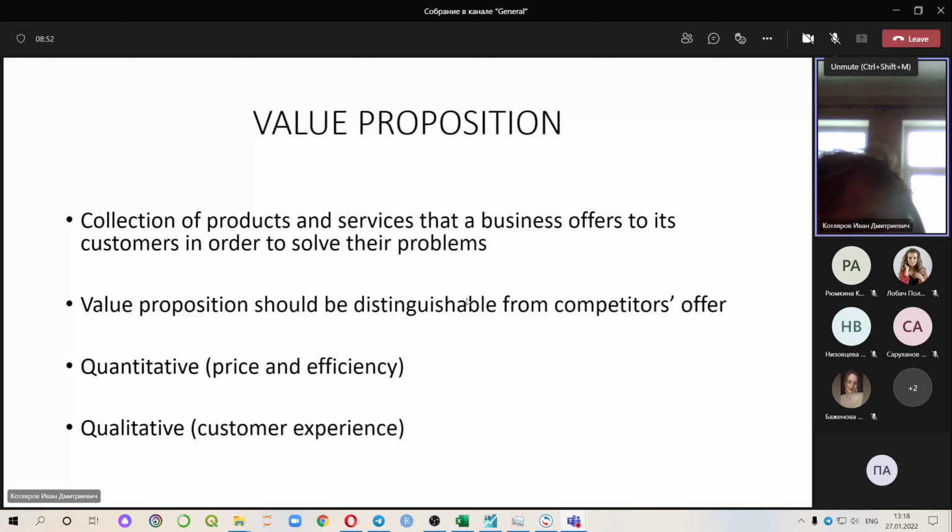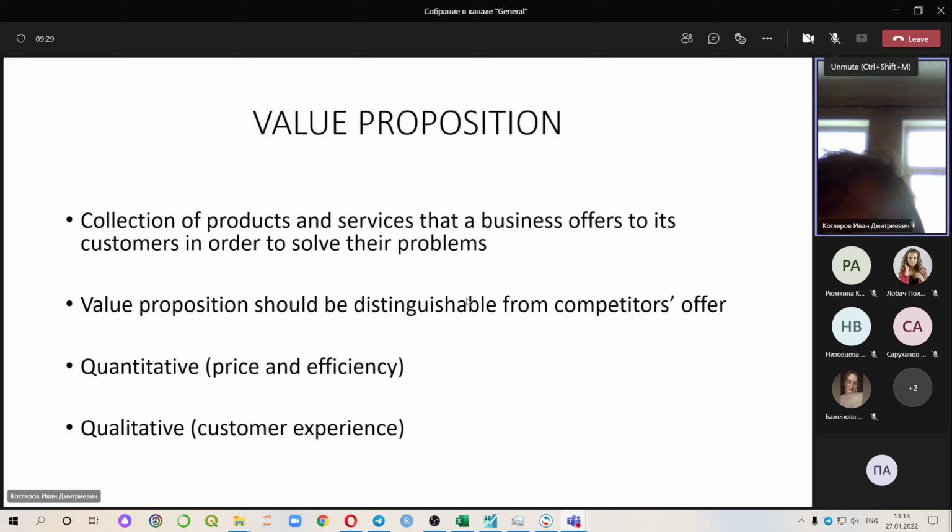As you understand, each business has to solve its customers' problems. So from the technical point of view, value proposition includes products and services that the company sells on the market. But from a more detailed point of view, we have to understand that value proposition should be distinguishable from competitors' offer. So, value proposition means what additional specific value does a company create in comparison with its competitors?